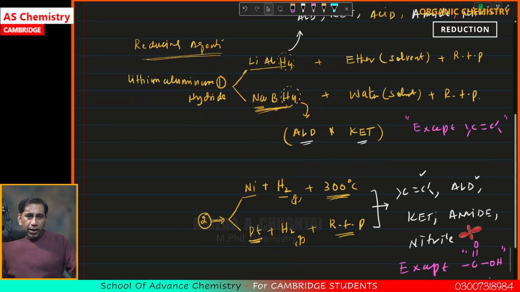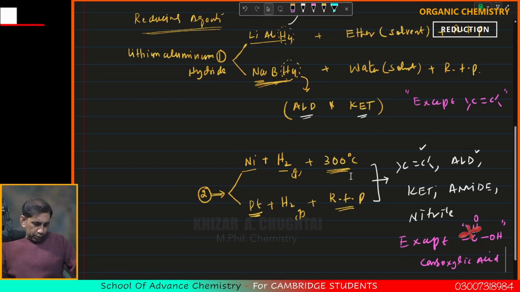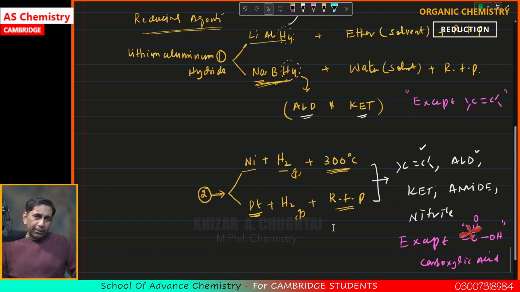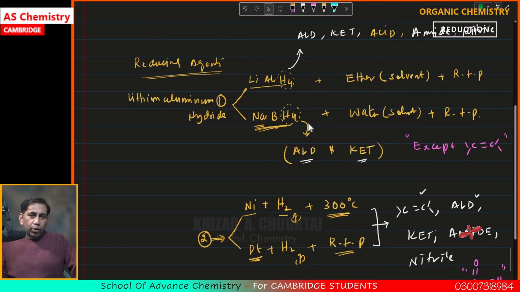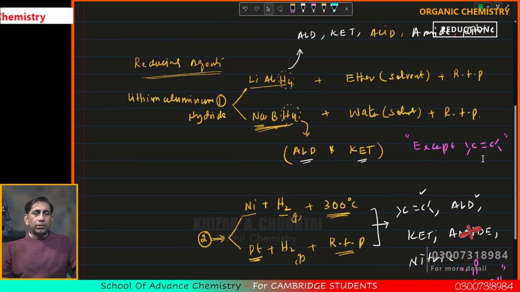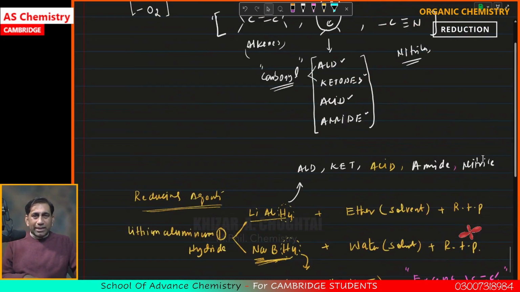Same is the case over here. They can be used to reduce 5 functional groups. Nickel plus hydrogen, platinum plus hydrogen, 5 functional groups. But there is an exception once again. Nickel plus hydrogen or platinum plus hydrogen cannot reduce carboxylic acid. And this one group cannot reduce carbon-carbon double bond and so on. So that is all about the basics of reduction. Without examples, I'm going to tell you the examples onward. But this is the basic.